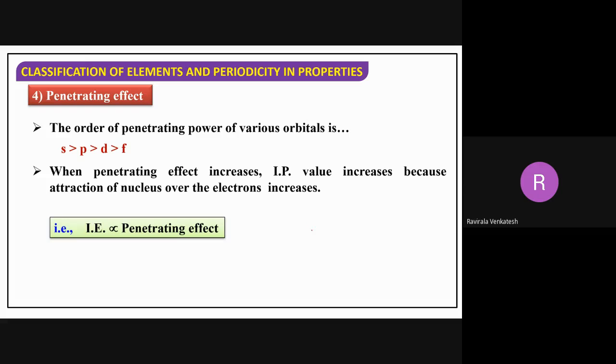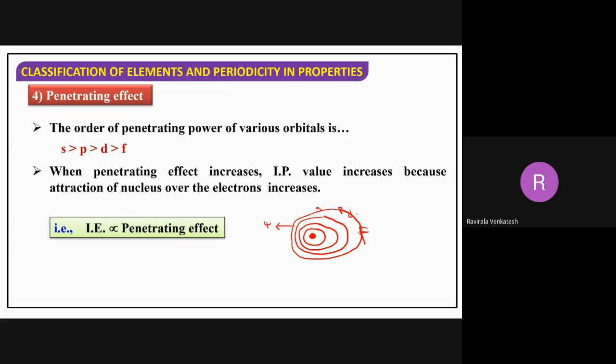Now, let me write: the nucleus. Now the first orbit, second orbit, third orbit, and the fourth orbit. This is the fourth orbit. Now the fourth orbit will have s orbital, p orbital, d orbital, and f orbital like this. Now, if you see this, which orbital is near to the nucleus?